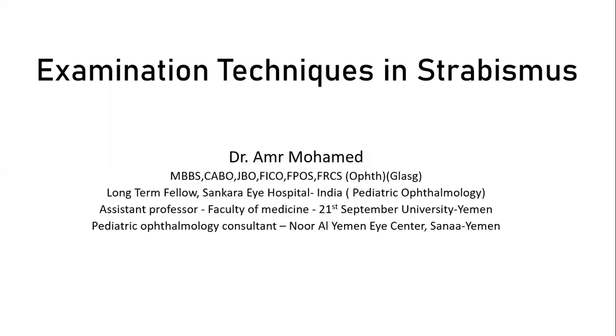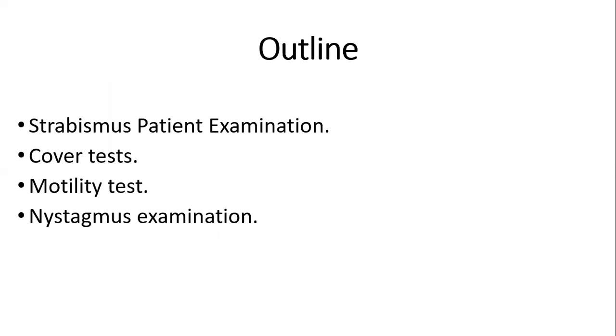Okay, so I will start with the outline of the presentation. I will start with the strabismus patient examination in general, which will include the inspection and the sensory evaluation of strabismus. It's not very important for the practical, clinical part of the exam, but it's important in general. Also, you might be asked about it in the Viva part. Then we will cover the main parts, which are the cover test, motility test, and nystagmus examination. I tried to make the presentation as interactive as possible, so I will need some volunteers to help us in solving some of the cases.